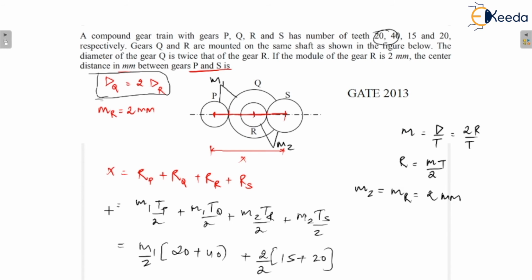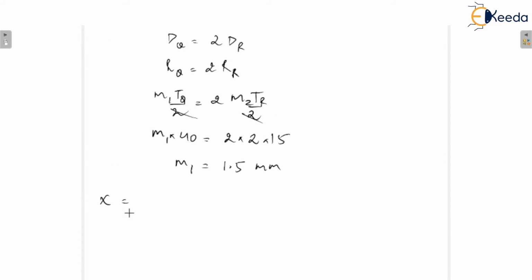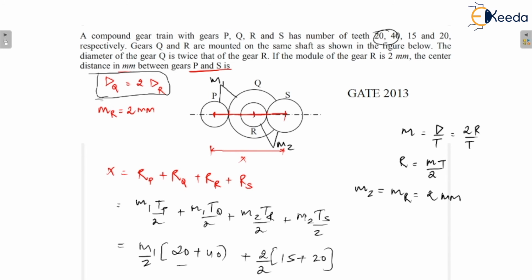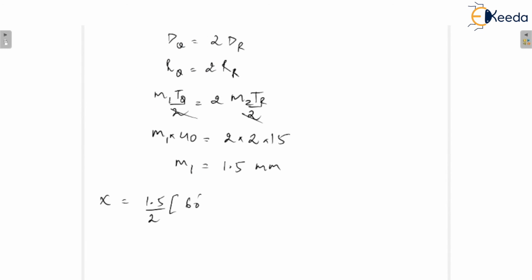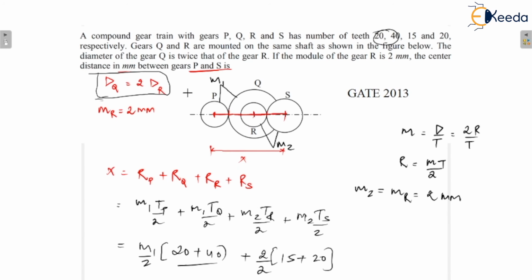Now the question can be solved. We just have to put the value of M1 here, that would be 1.5 by 2 times 40 plus 20, which is 60, plus M2 which is 2 by 2, that is 1, times 15 plus 20, which is 35. So you can see that the x value comes out to be 80 mm, and we have to put the answer in mm also. This is important. This is an integer type question, so 80 mm would be the correct answer.